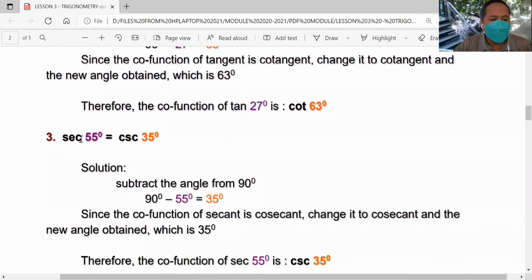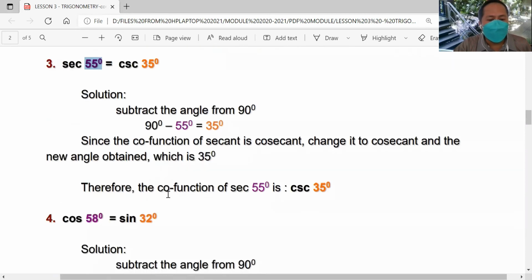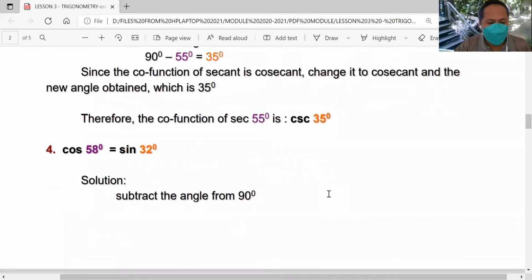Another one, we have secant. Based on the formula, the cofunction of secant is cosecant. The given angle is 55 degrees. Subtract it from 90 degrees: 90 minus 55 degrees is equal to 35 degrees. Therefore, the cofunction of secant 55 degrees is equal to cosecant 35 degrees.